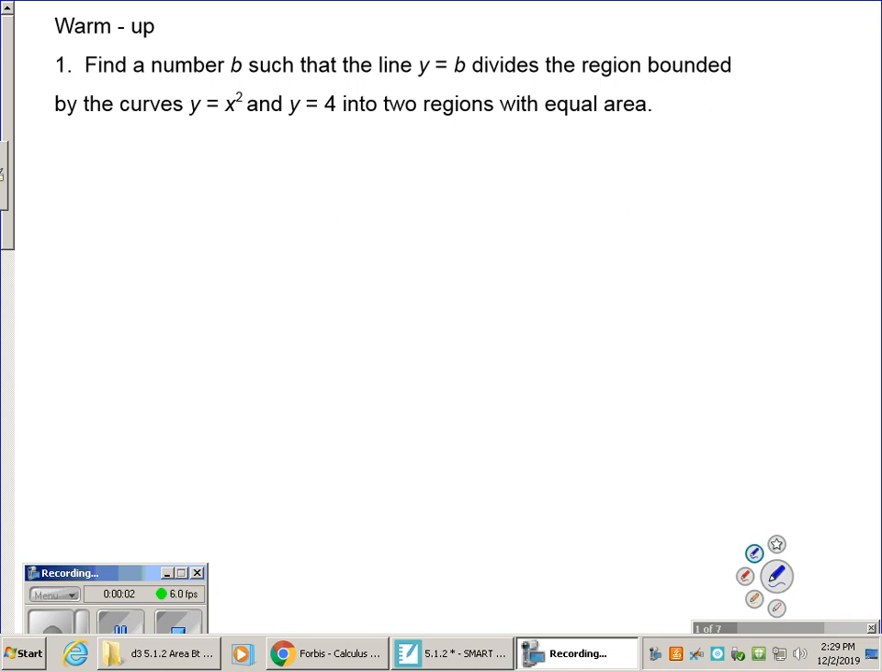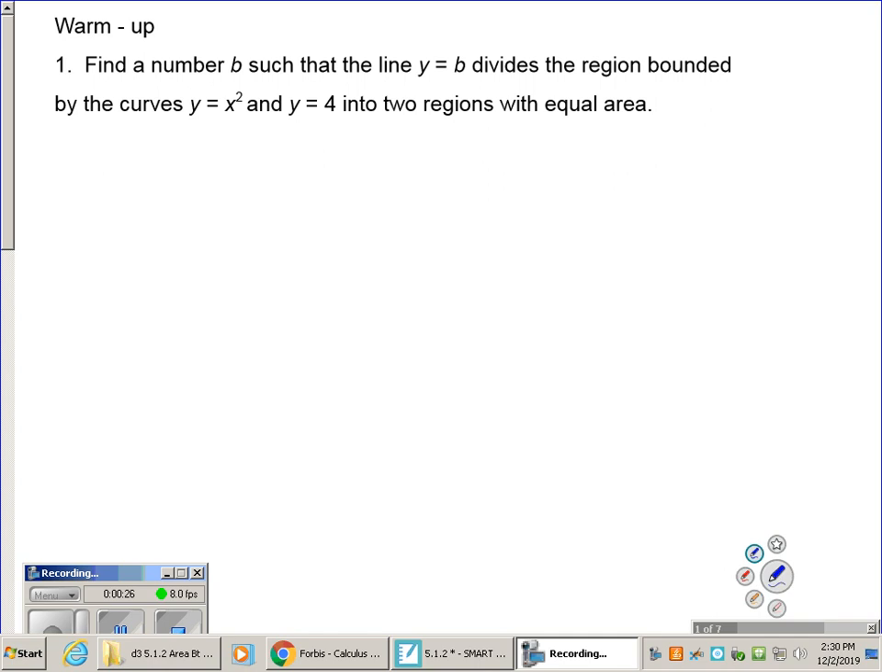Okay, so this is day 2 of area between a curve. What I'm going to do is go through about 3, maybe 4 examples of area between a curve, much like we did in our last lesson. There's going to be some different types of problems. It's going to be more like right minus left problems as opposed to top minus bottom problems.